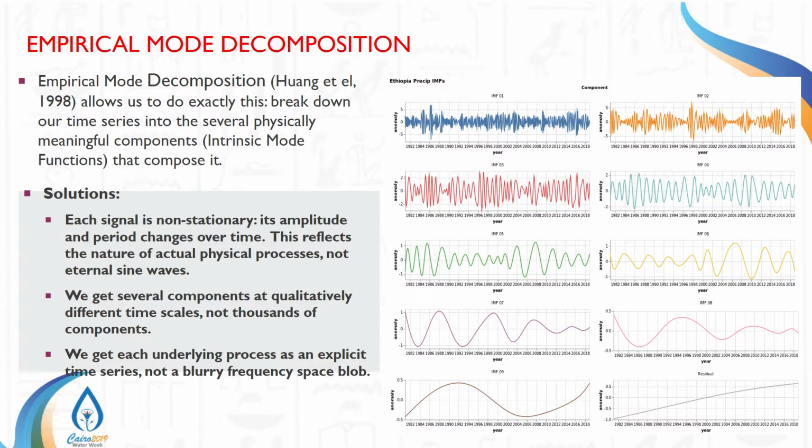There is no physical process like this. We get several components at qualitatively different time scales, not thousands of components, because if I decompose it into perfect sine waves, it's going to be a lot. So it doesn't work like this.